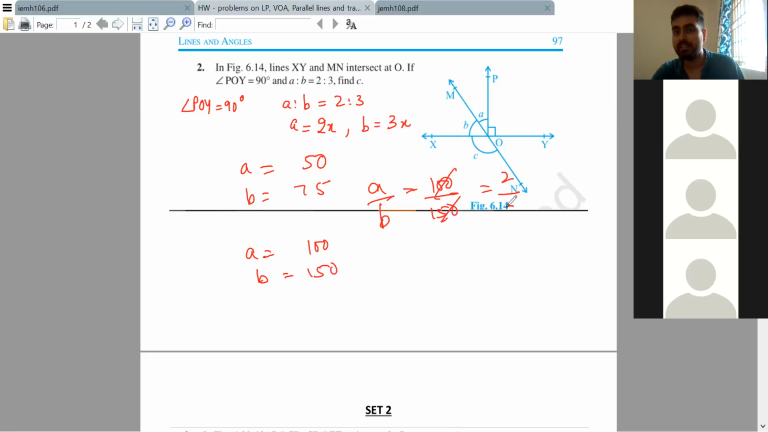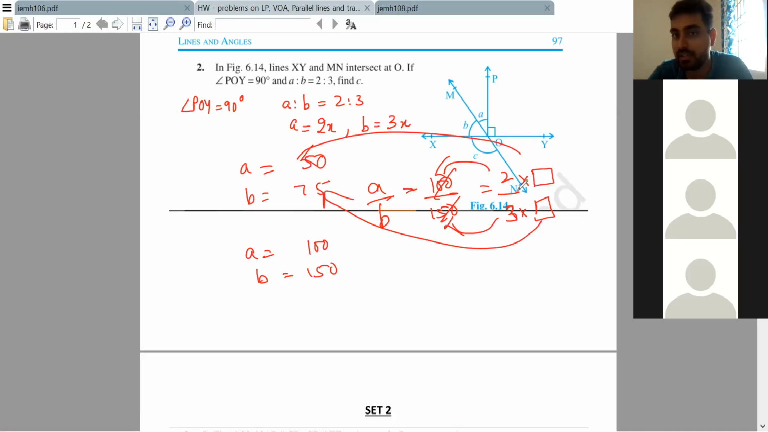Just to clarify, this is coming from where 2 into some constant, 3 into some constant is giving us this 100 or this 150. Same way, 2 into some constant, 3 into some constant is giving us 50 and 75 also. You see, 2 into 25 will give us 50 and 3 into 25 will give us 75. Basically the same number is getting multiplied with 2 and with 3 to give us A and B. Are we clear about this part?